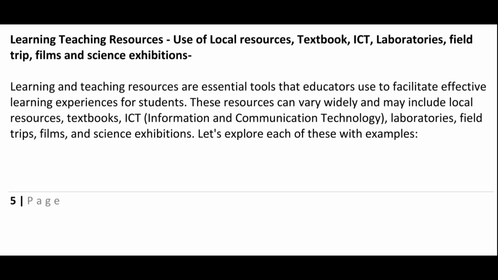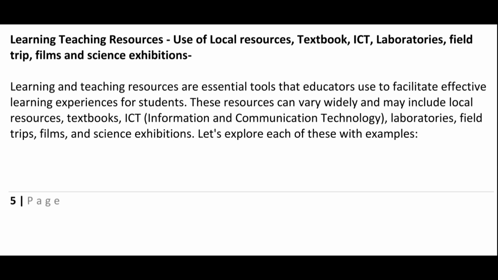So some students might learn better by audiovisual aids, some by audio, some by hands-on activities, some by doing experiments, some by assignments, some by performing activities, some by laboratory process, right? So there are different types of learners, and according to the needs of the learners, the teacher requires to use their teaching and learning materials. Now these resources can vary widely and may include local resources, textbooks, information and communication technology, laboratories, field trips, films, and science exhibitions. Now these teaching learning resources can be of different types, right?